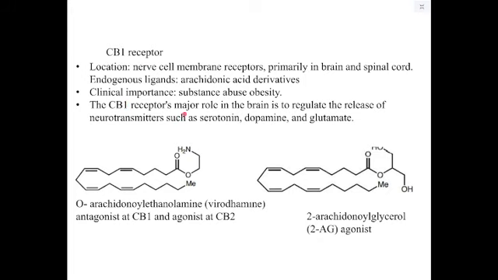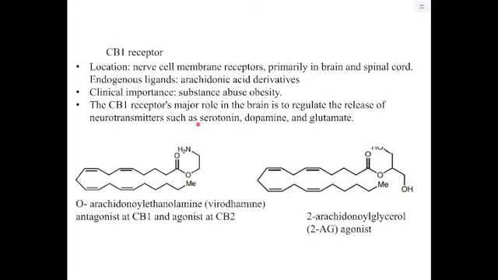So we talked about the CB1 receptors. We do have them in the body, and they have their normal substrate. They are located in the nerve cell membrane, primarily in the brain and the spinal cord, and the endogenous ligands. You can see their normal substrates or ligands are arachidonic acid derivatives. As you can see, the whole of this is arachidonic acid. Arachidonic acid derivatives are the normal triggers of these CB1 receptors.